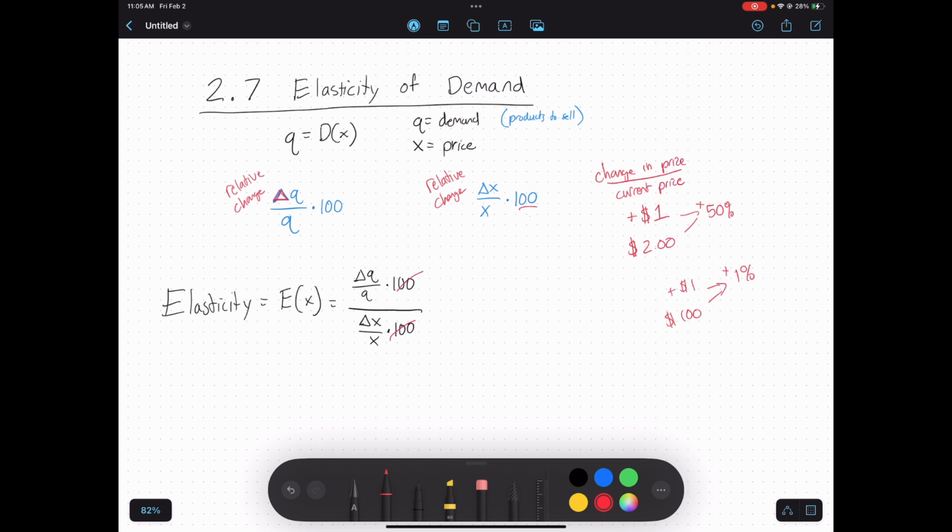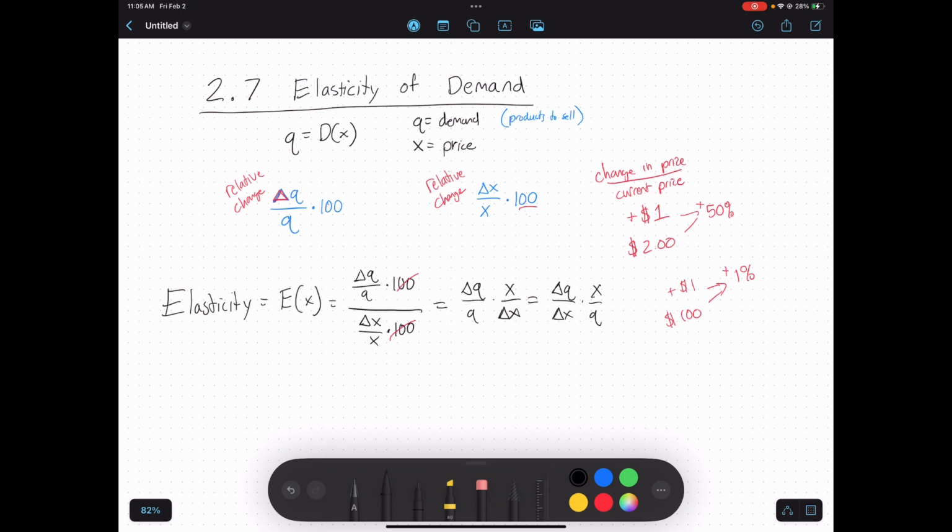Well, the hundreds just cancel out because I have 100 on top, 100 on bottom, and then I have a fraction over a fraction. So to rewrite that, I can just flip and multiply. I get delta Q over Q times X over delta X. Well, order doesn't matter with multiplication, so I can rearrange this to delta Q over delta X times X over Q.